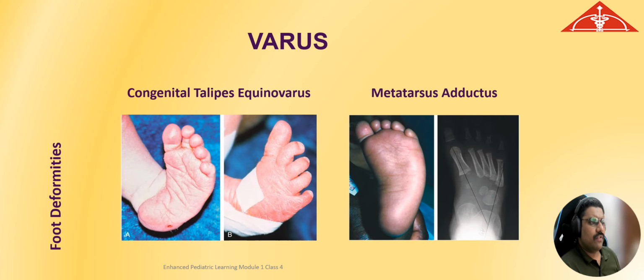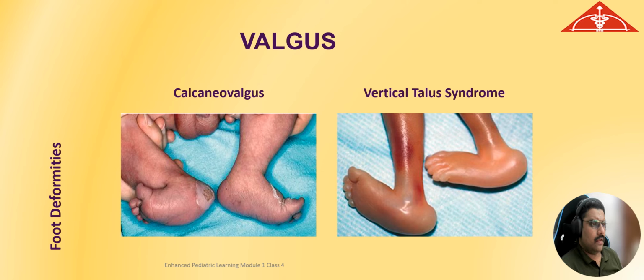A brief mention of the foot deformities. The two types of varus presentation in the foot are congenital talipes equinovarus, aka the clubfoot, and metatarsus adductus. The valgus deformity is formed by the angle between the axis of the foot and the axis of the leg. Calcaneovalgus is a very common abnormality. It could be associated with DDH, and the vertical talus syndrome, which is essentially the rocker-bottom feet, can be seen in certain aneuploidies as well as distal arthrogryposis.